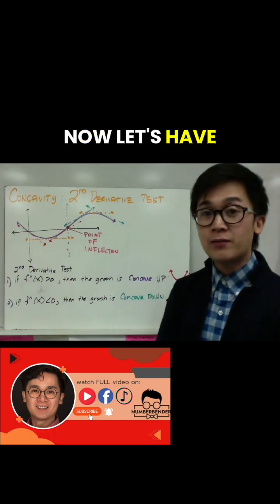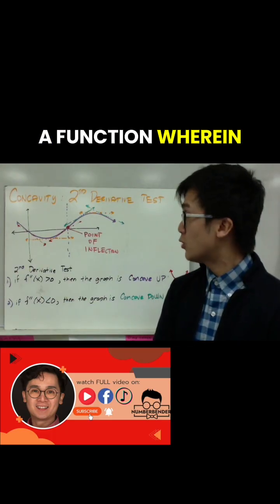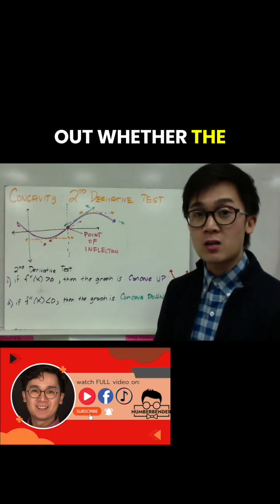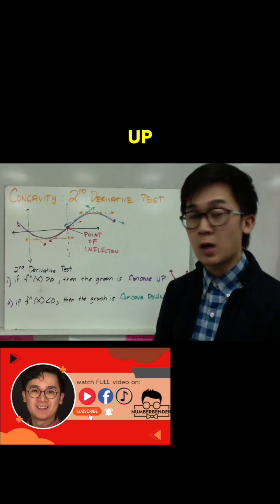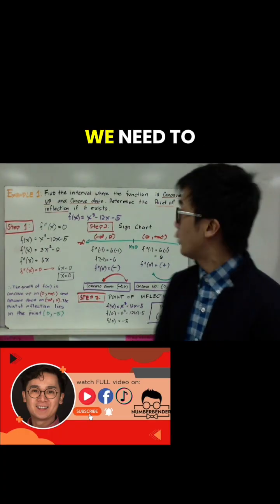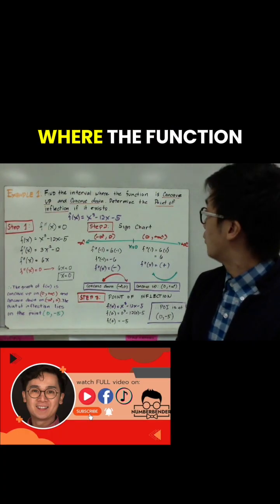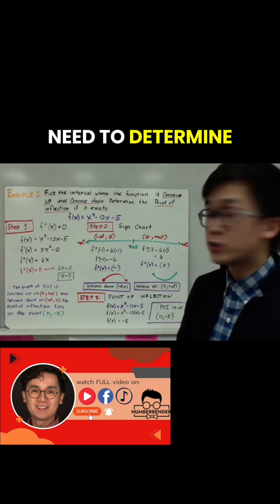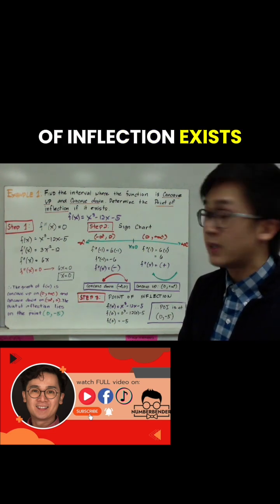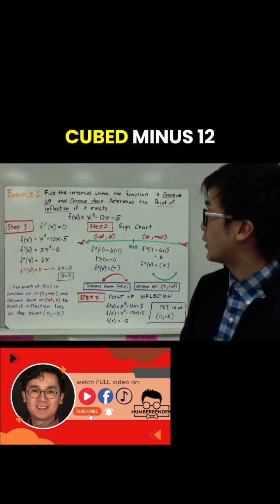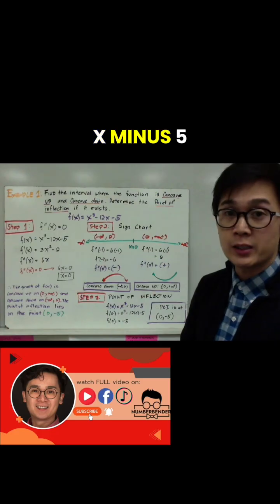Now let's have an example of a function wherein we're not seeing the graph and we are going to find out whether the concavity of the function is going up or going down. On my first example, we need to find the interval where the function is concave up and concave down. And we also need to determine if the point of inflection exists in this particular function. The function that we're using will be x cubed minus 12x minus 5.